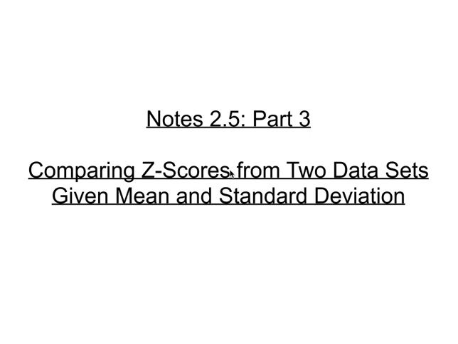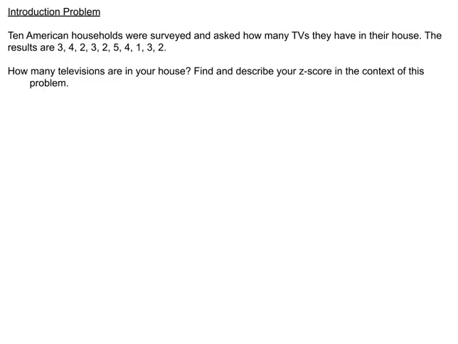In the next part of lesson 2.5, we're going to look at more than one data set at the same time instead of just one data set and the z-scores of values in that one data set. So first we'll look at the introduction problem where 10 American households were surveyed and asked how many TVs they have in their house. The results are here. There's the 10 values. And we want to find the z-score of the number of televisions in your house.